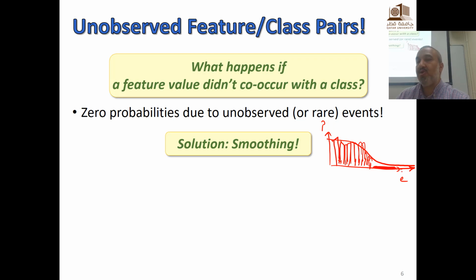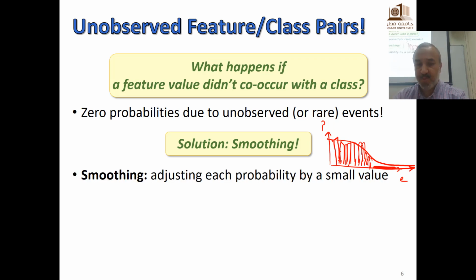Okay, so these probabilities should not be 0. It should be a very small probability. But to give these events these probabilities, we should take some of the probability space from the others. That's why it's called smoothing. It's like a redistribution of the probabilities. We take some part of the probabilities of the observed events and give it to the unobserved events. One way of doing smoothing, so smoothing is adjusting each probability by a small value.